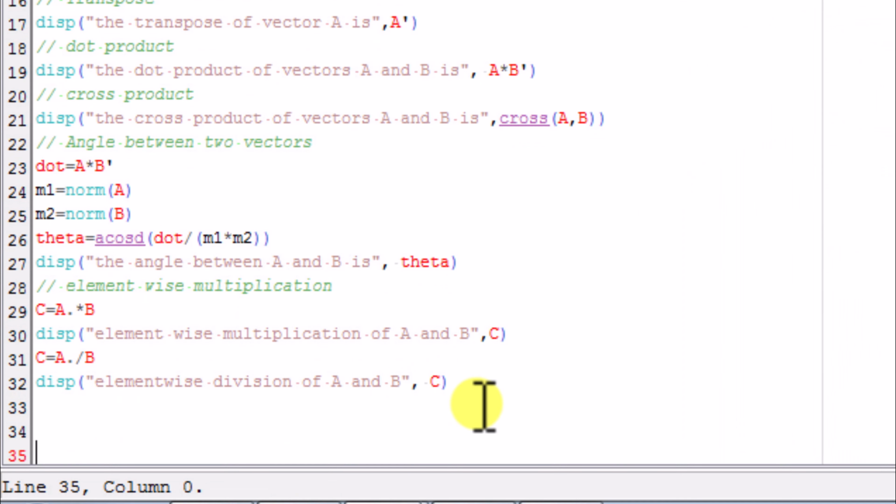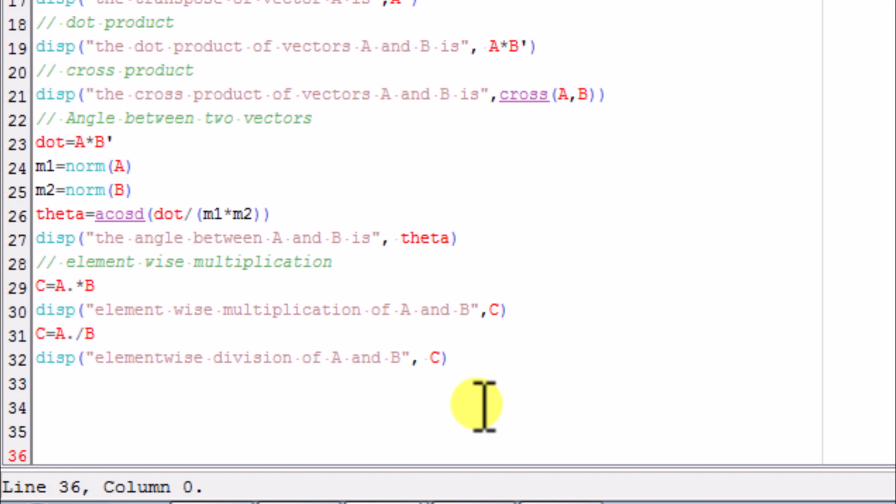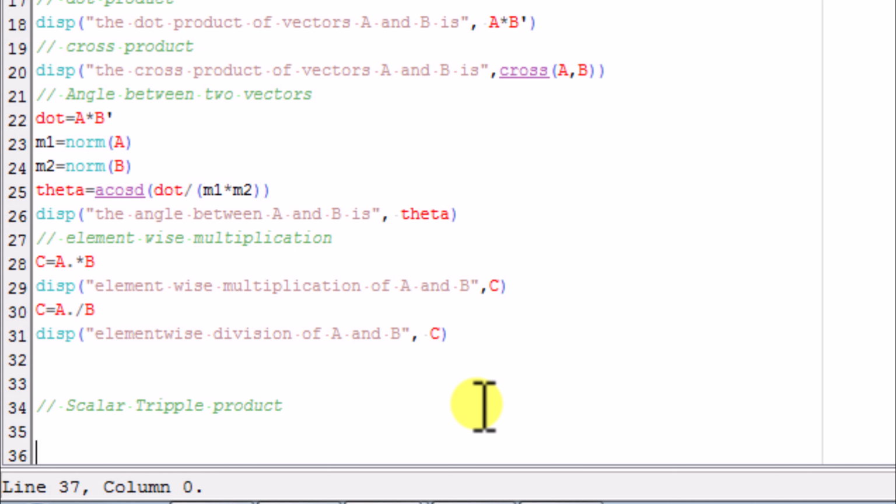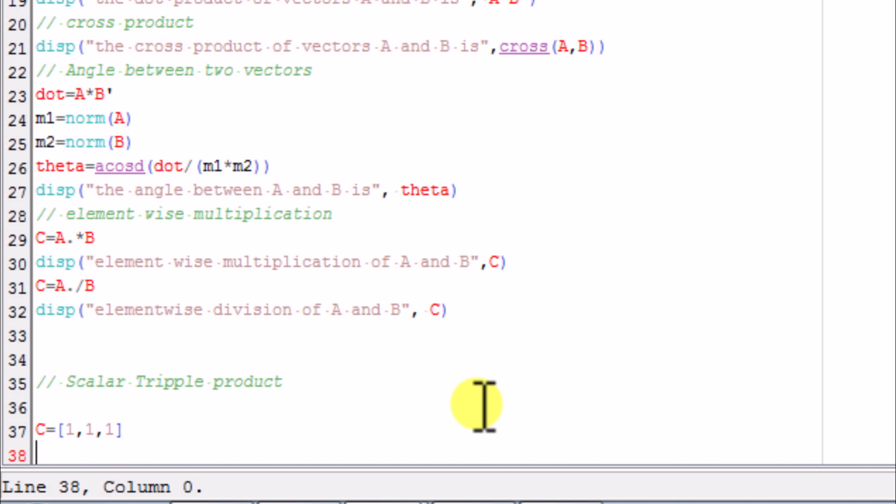Let us come here. For that we need two vectors, a and b, and a third vector c. Scalar triple product means we need three vectors. So let us put the heading scalar triple product. Now let us define a third vector, say c is equal to [1, 1, 1]. So this is my third vector.